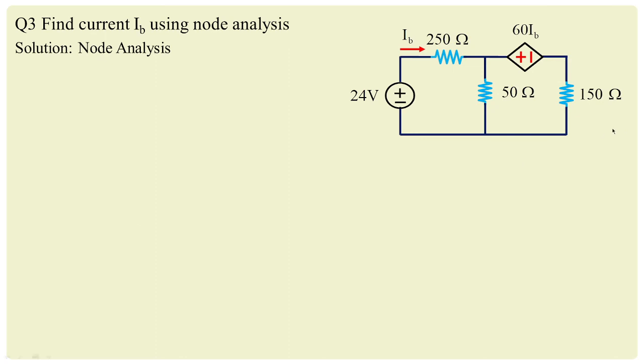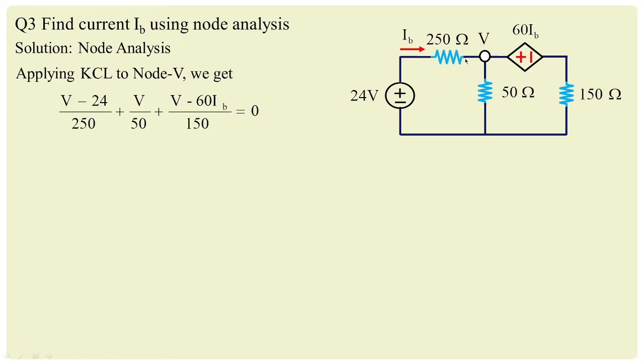Let us go quickly with another circuit. Here you can see we need to find the value of IB, which is across 250 ohms, using node analysis. Node analysis lets us select a node voltage V over this particular node, then apply KCL. So V minus 24 by 250 is one branch current, which is opposite to the direction of the given IB current, plus V by 50 plus V minus 60 IB by 150, and this will be equal to 0.